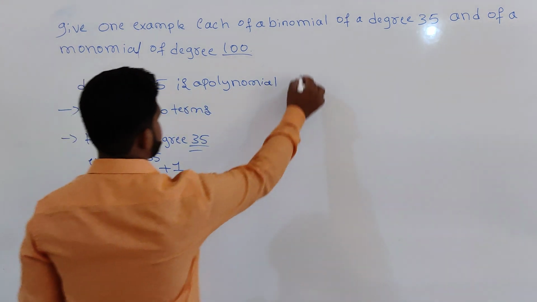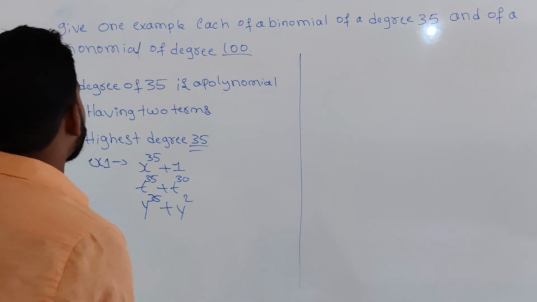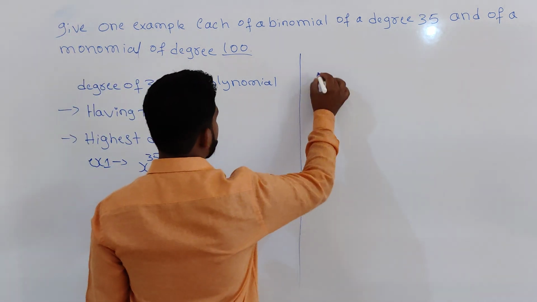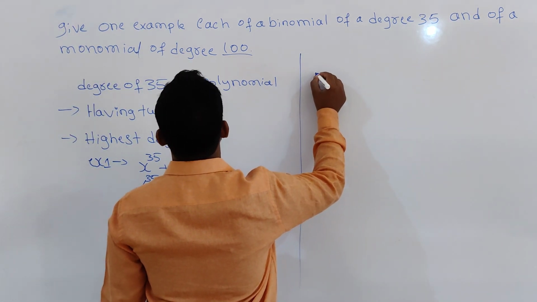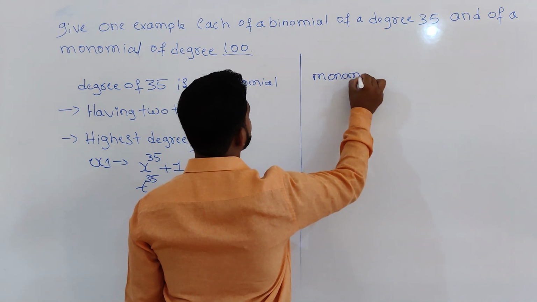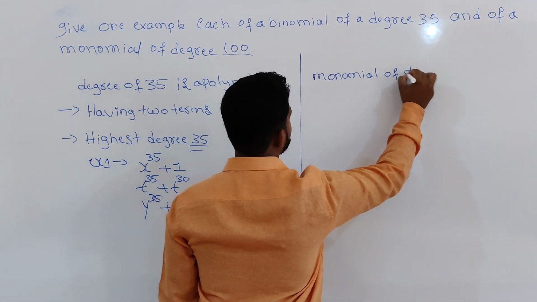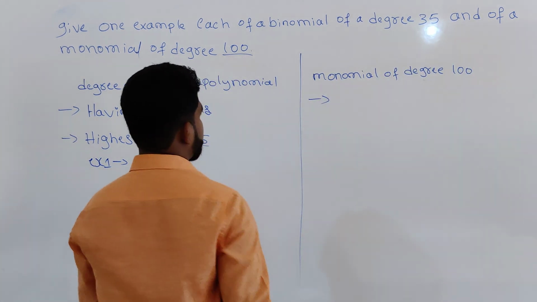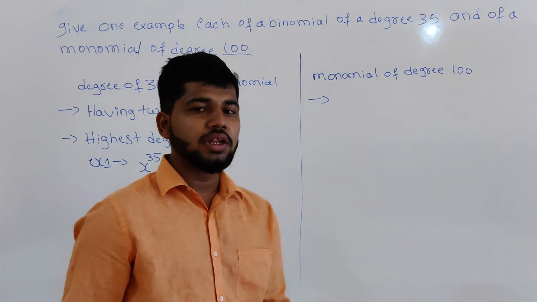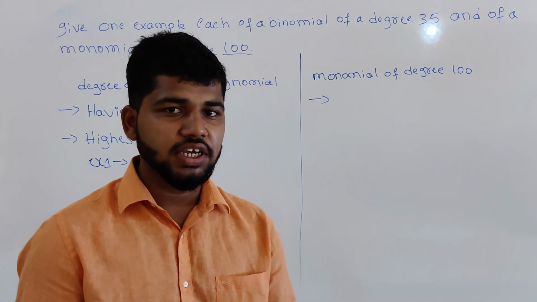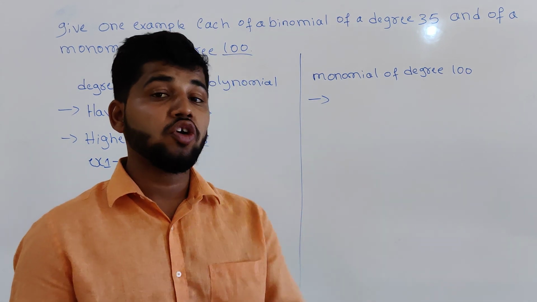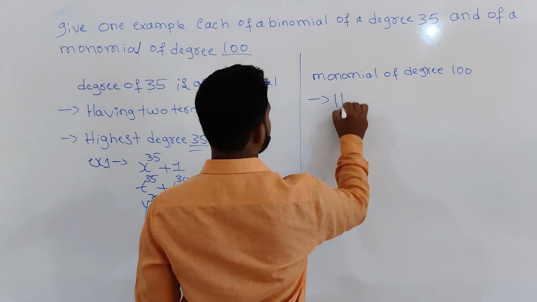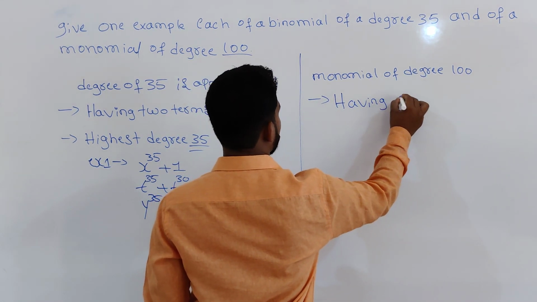Now look at the monomial of degree 100, having one term, because monomial means single term. Monomial means single term. In the previous question they asked for a binomial, meaning two terms. Here they asked for a monomial, having one term.